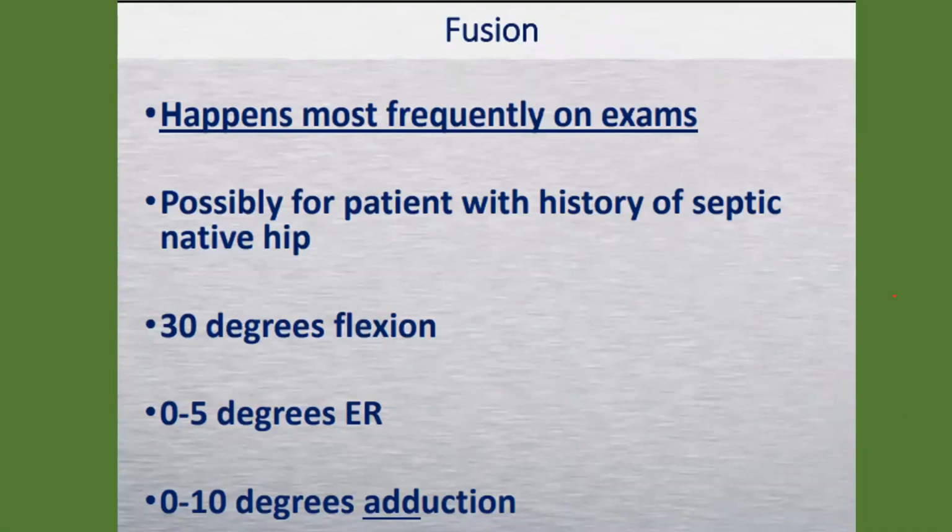Just to know, many times during the exam, one of the treatments in the past was that we used to do a fusion of the hip, which now we avoid doing. But if you are asked at what angle you should fuse the hip, you should mention 30 degrees flexion, 0 to 5 degrees external rotation, and 0 to 10 degrees adduction. I repeat, 30 degrees flexion, 0 to 5 degrees rotation, and 0 to 10 degrees adduction.